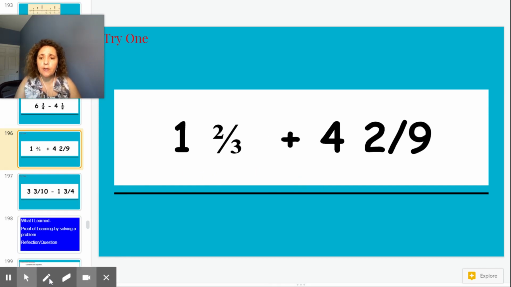Okay, try this one. 1 and 2/3 plus 4 and 2/9. So try that one and then come back to me.